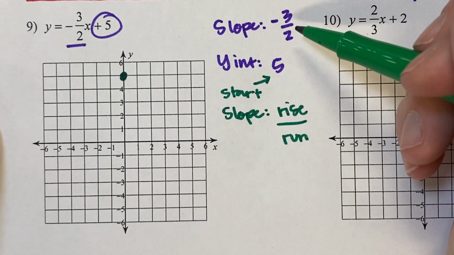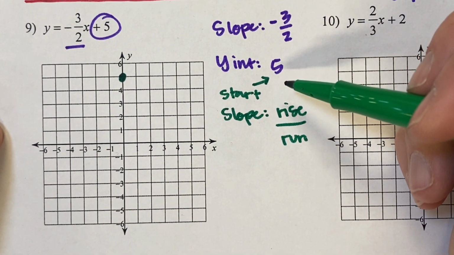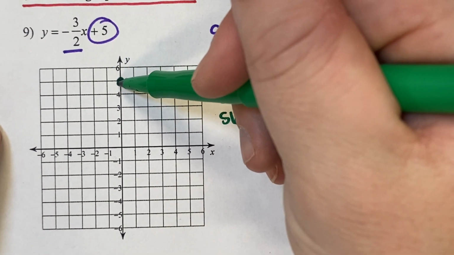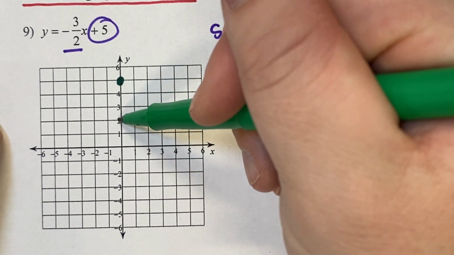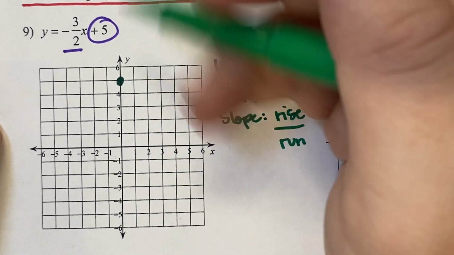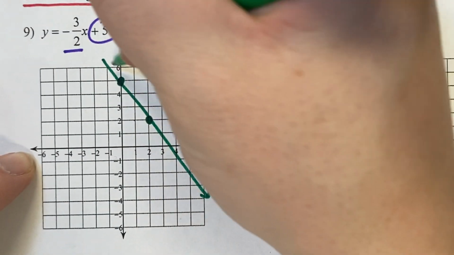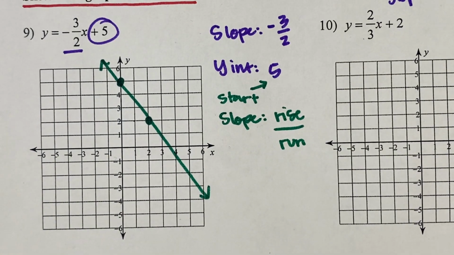Now I'm going to use my slope, rise over run, to count to my next point. This is negative 3 over 2. So it wants us to go down 3. 1, 2, 3. And over 2. 1, 2. You only need 2 points to connect these guys with a straight line, or straight-ish.